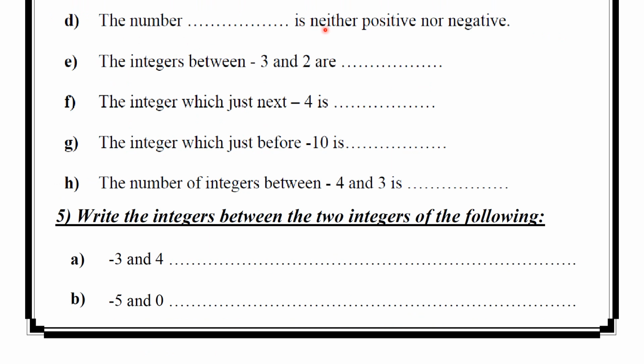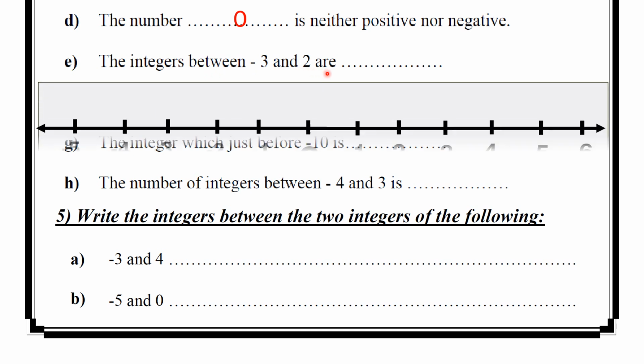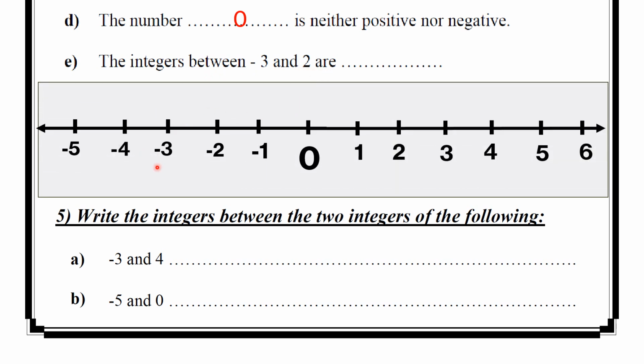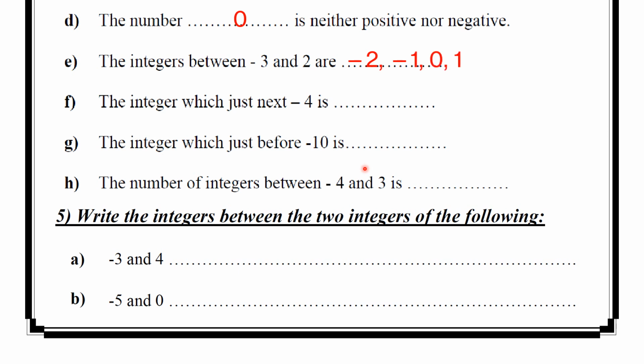The number dots is neither positive nor negative. What is the number which is not a negative number and also it's not a positive number? So the number is 0. The integers between negative 3 and 2 are dots. Let's see here in the number line. We have here negative 3 and here we have the 2. What are the numbers between them? We have negative 2, negative 1, 0, and 1. So the numbers negative 2, negative 1, 0, and 1.